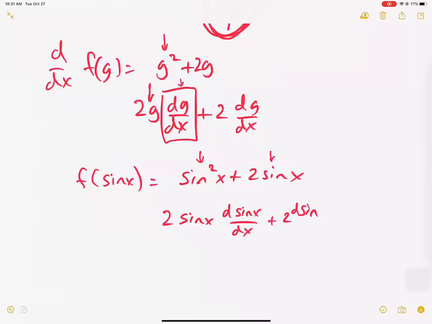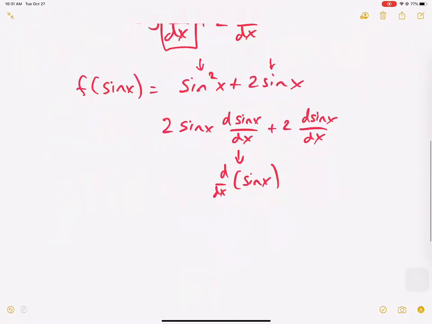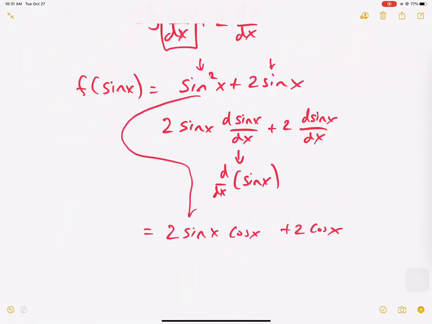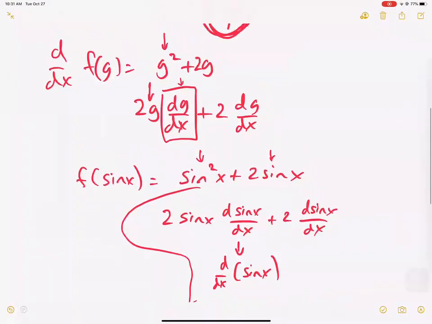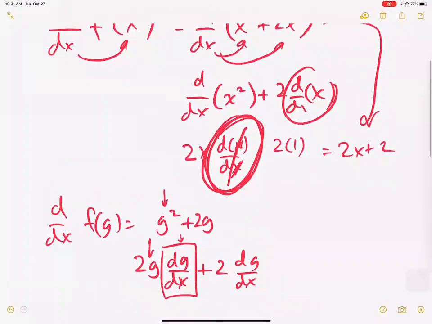Oh, derivative of sine is... okay. So this is the derivative of sine. What's the derivative of sine? Cosine. So this is kind of like the idea of, in a traditional x problem, it cancels out because dx over dx is 1.